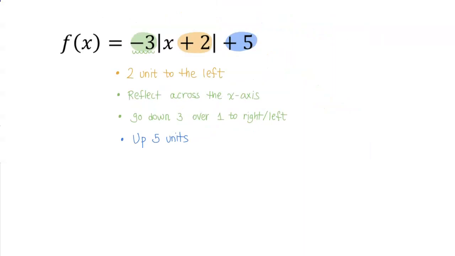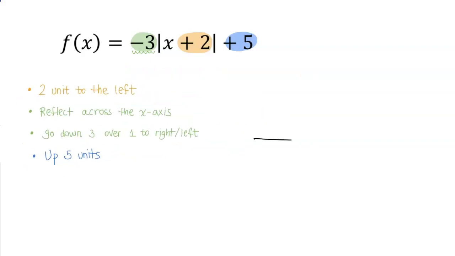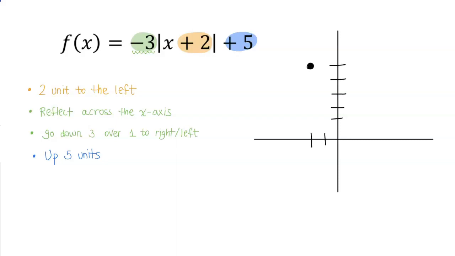Okay, x-axis and y-axis first. First, I will go 2 to the left. 1, 2. Then I will go up 5. 1, 2, 3, 4, 5. And that is where we will plot our very first point. And that point is at -2, 5.